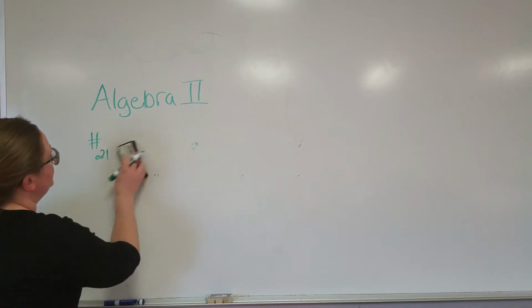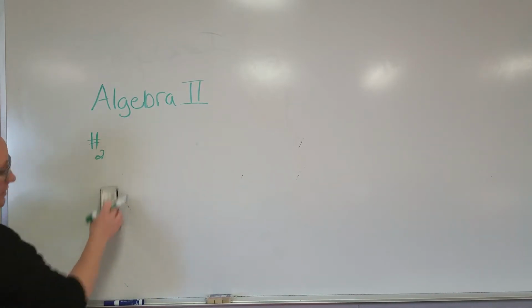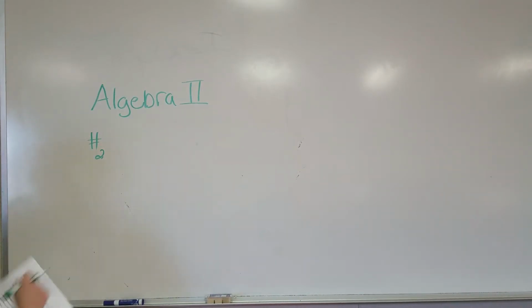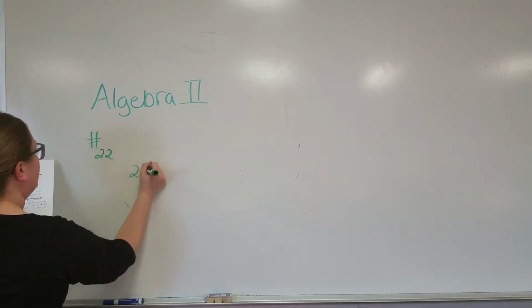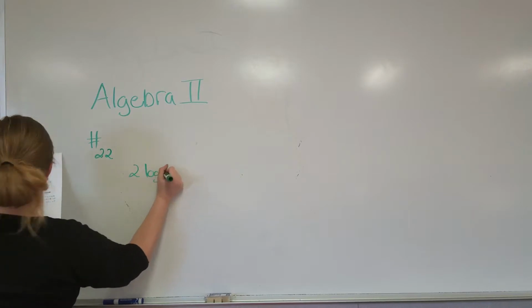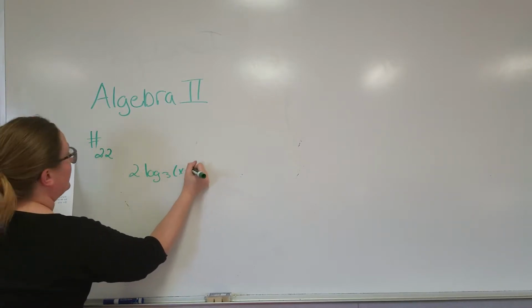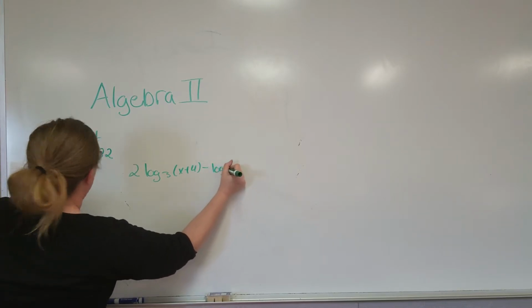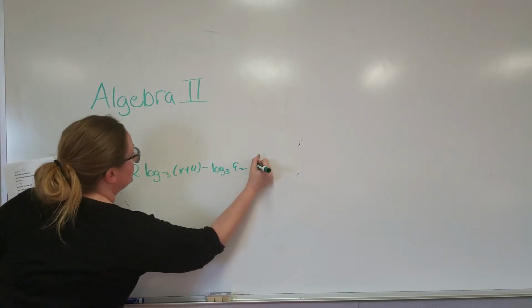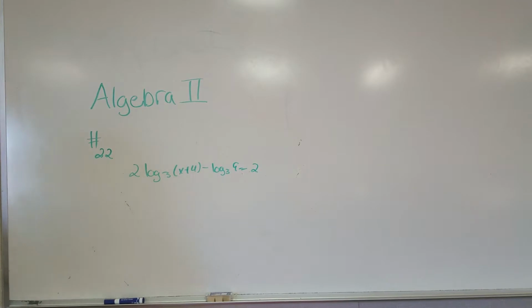Okay, number 22 is another logarithmic equation they want you to solve. It says 2 log base 3 of x plus 4 minus log base 3 of 9 equals 2. Whew, a little bit confusing, huh?